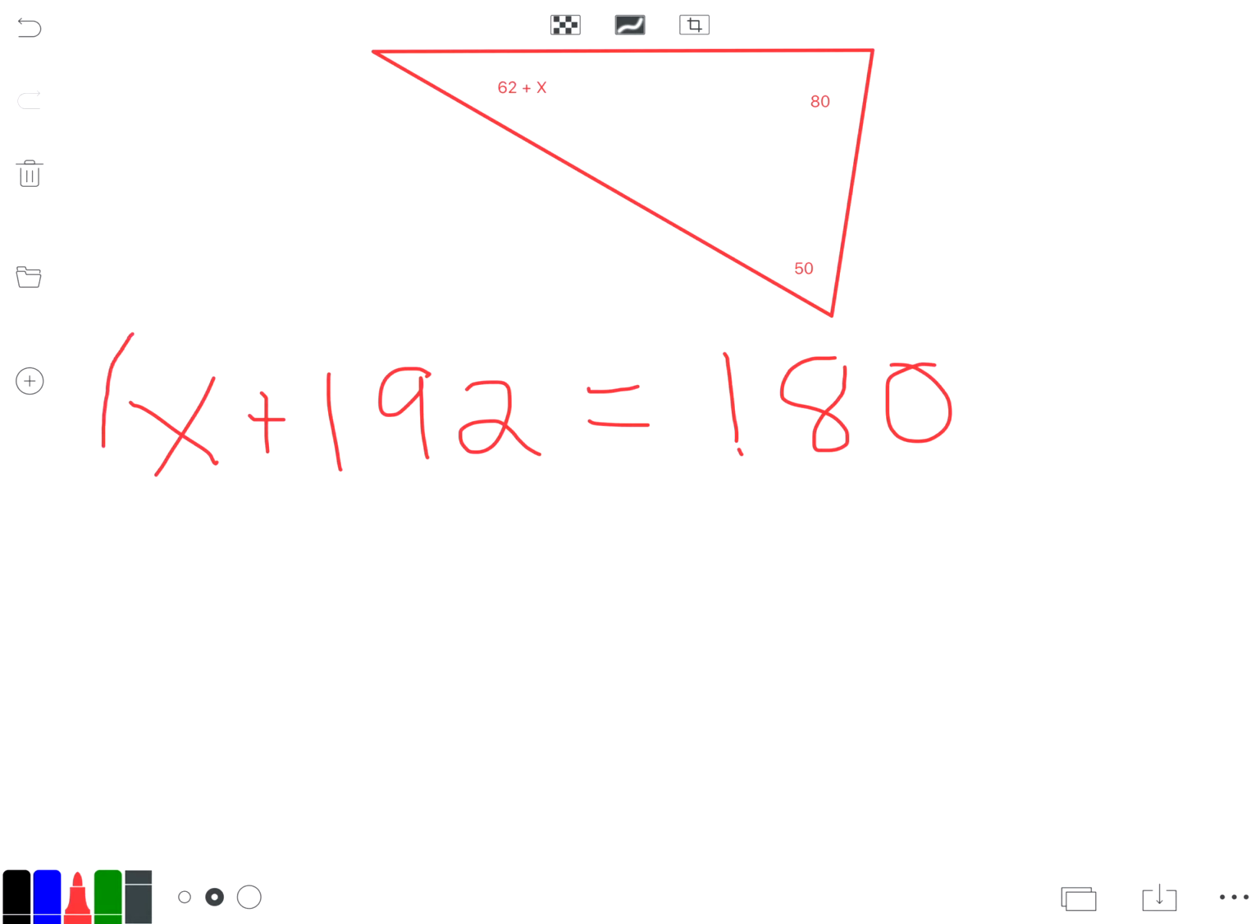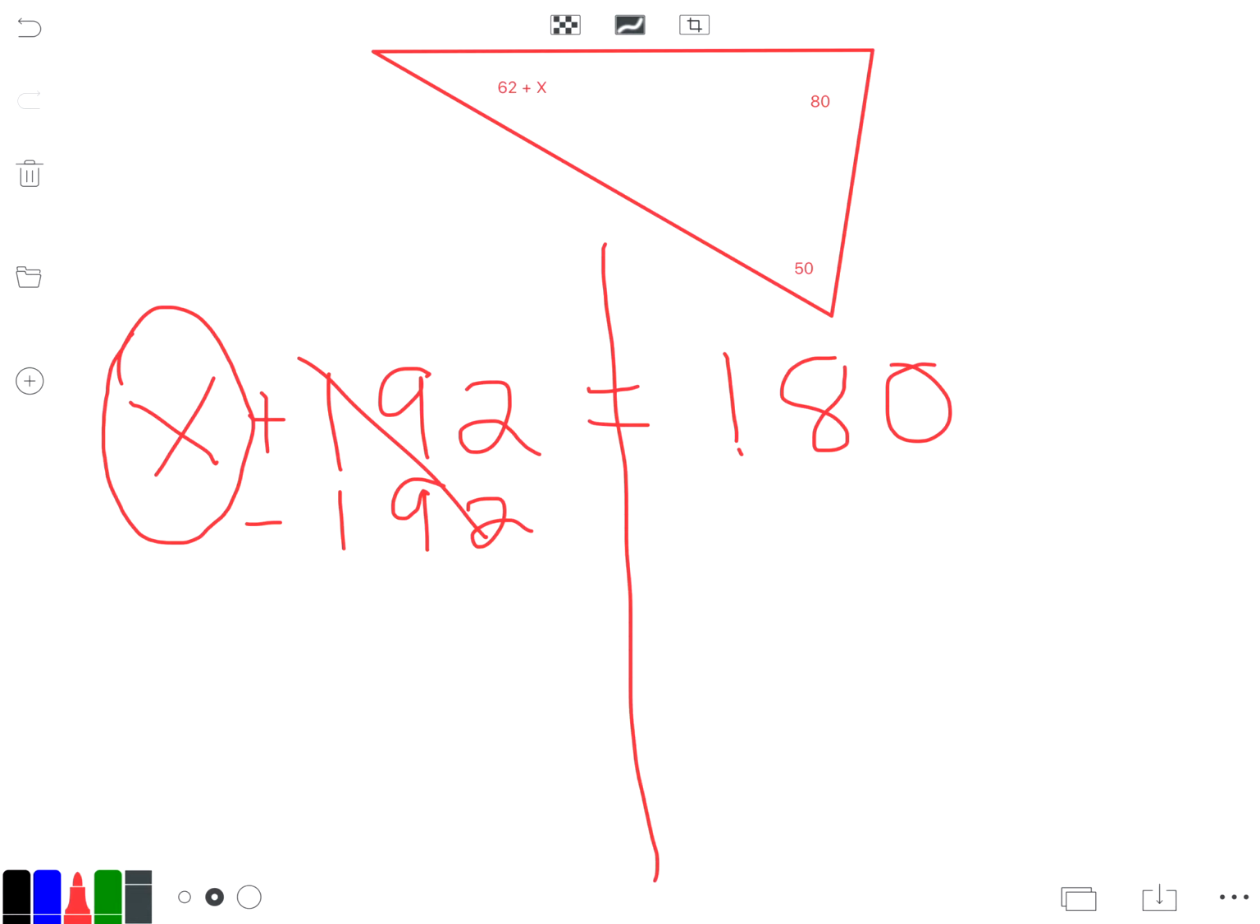So we want to keep x. Remember this: circle the number or the variable that you want to keep. Get rid of whatever's with it. So if it's positive 192, we want to subtract 192. That cancels out that side. Want to do the same thing to both sides of the equation. Minus 192. And remember, we can subtract a larger number from a smaller number because you have more negatives. So negative 192 is bigger than 180. So same side, subtract.